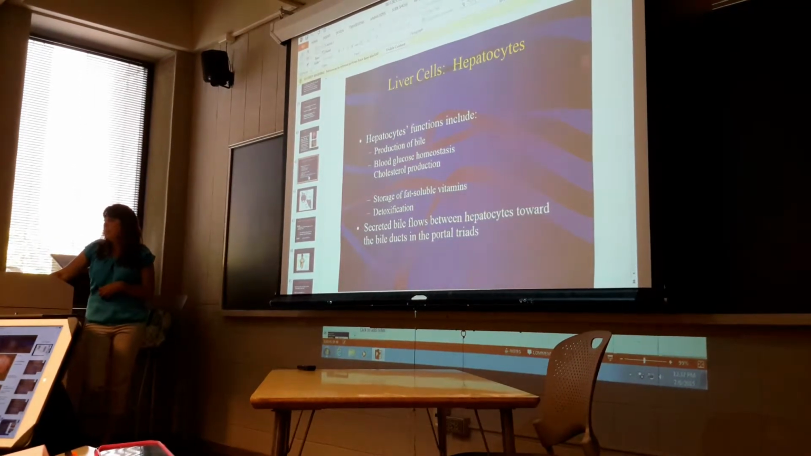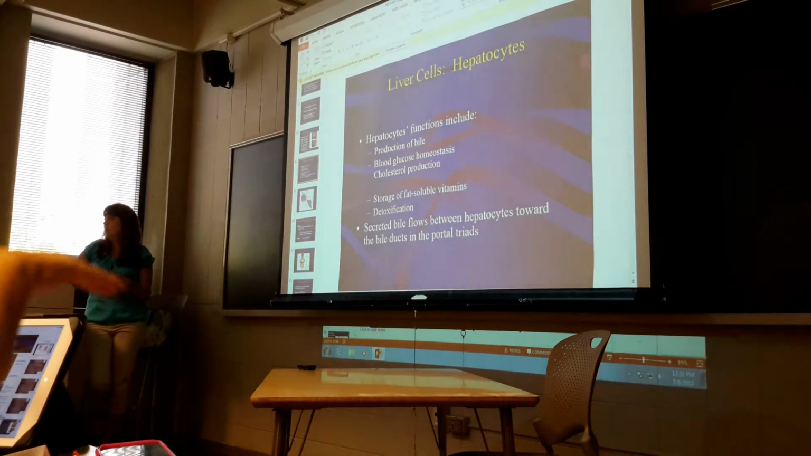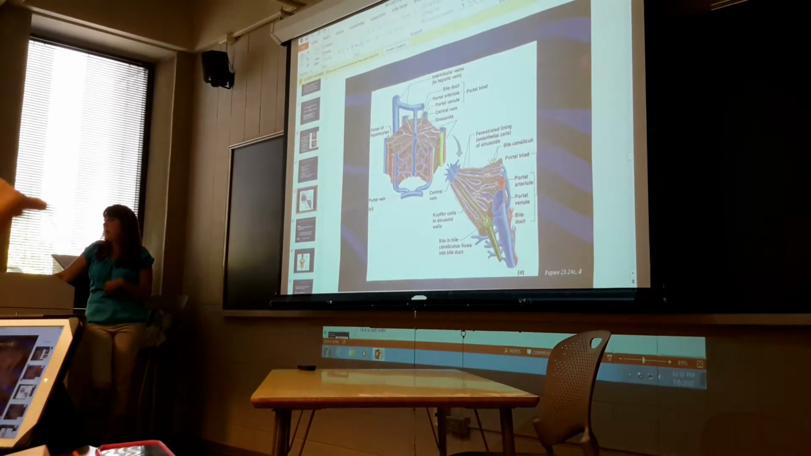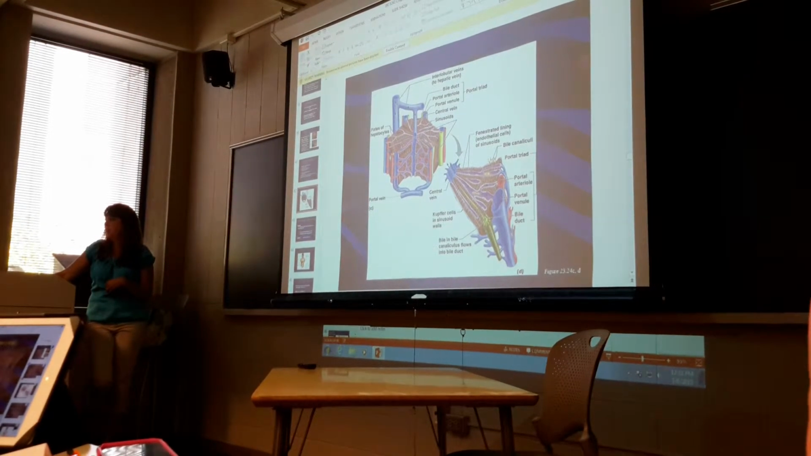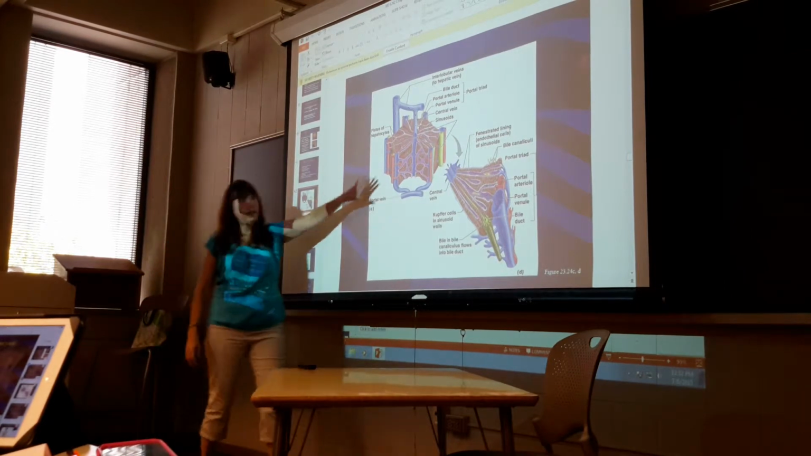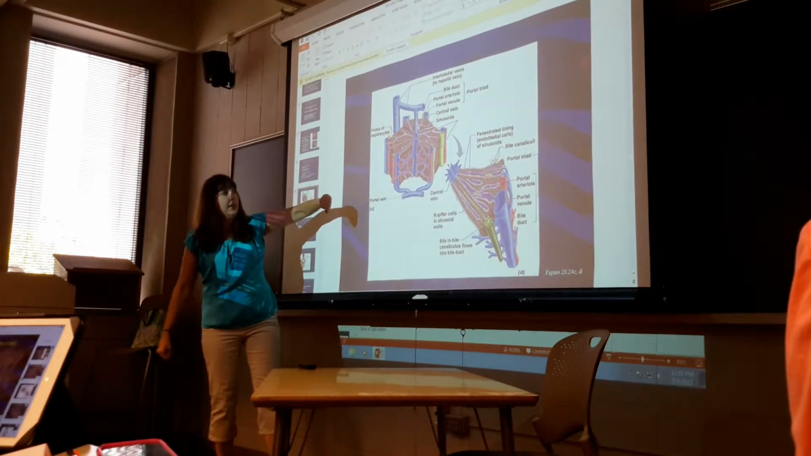The liver is made up of liver cells, hepatocytes. When we look at a hepatocyte, it looks like a hexagon. So inside the liver, we have millions of these little cells right here, and that's what the liver is made up of, called hepatocytes, liver cells.